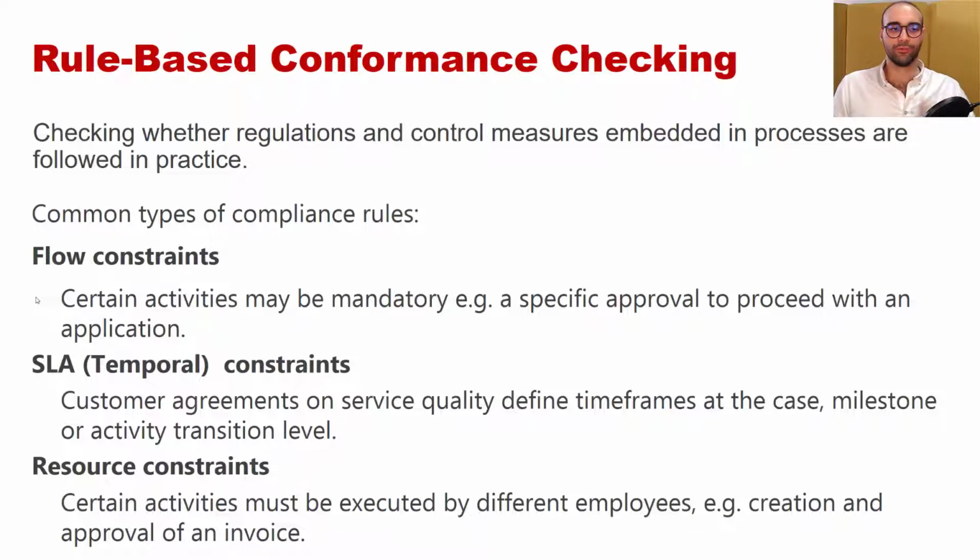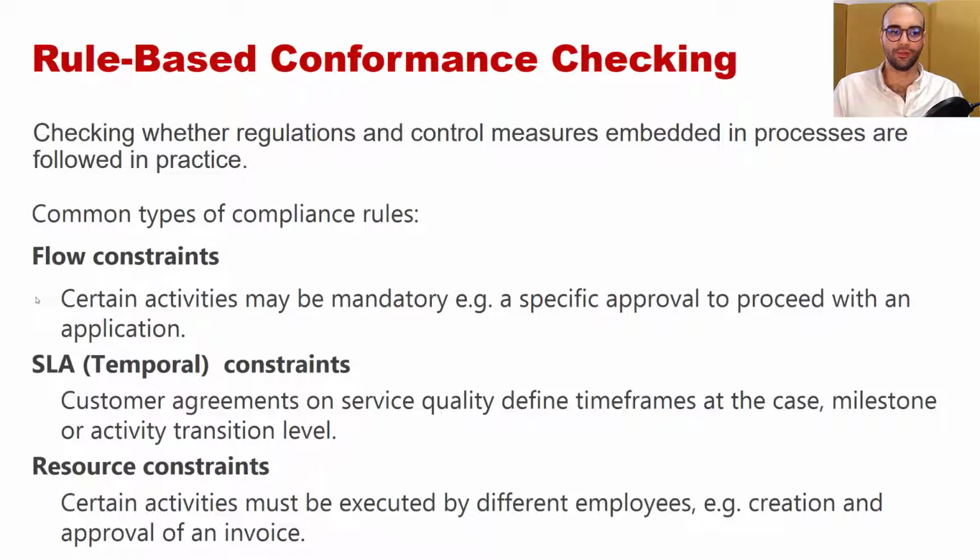The second type of constraint is a service level agreement, or temporal constraint, where you have some rules within the organization for the performance of some activities. For example, the waiting time between two specific activities should not exceed 1 hour, or the execution time for the cases inside the organization should not exceed 1 week. That's what we call a temporal constraint.